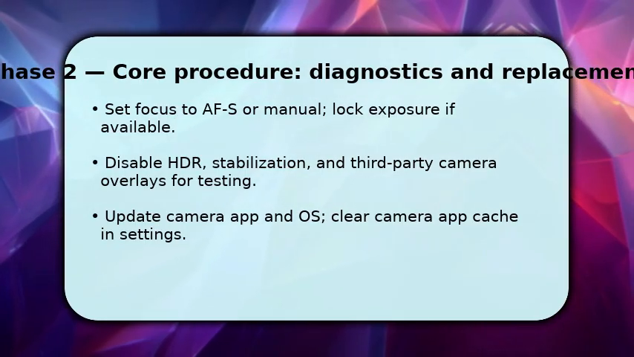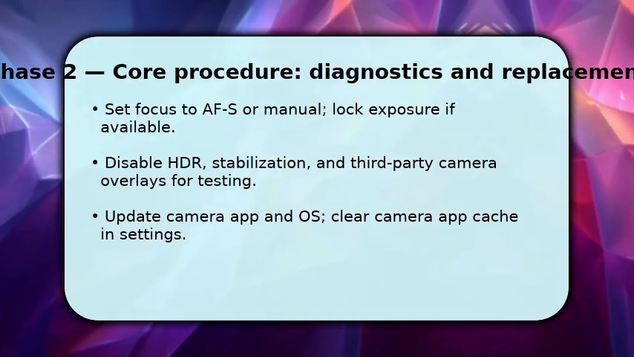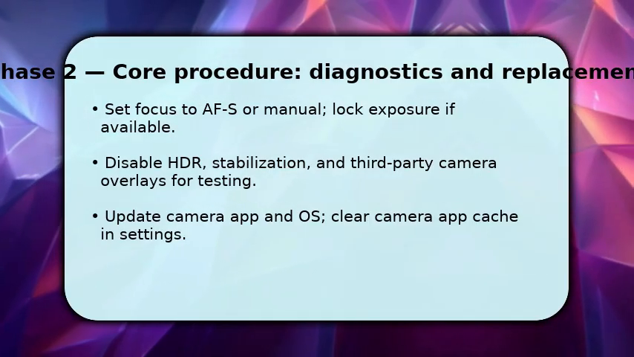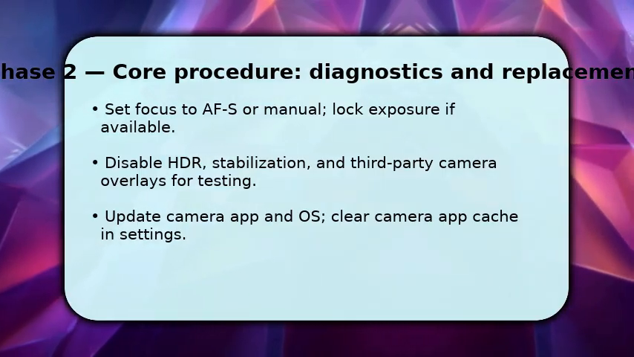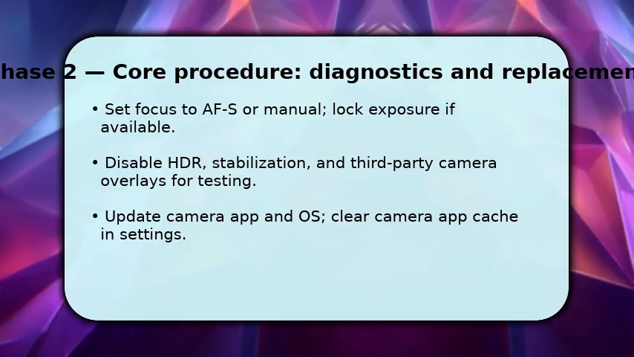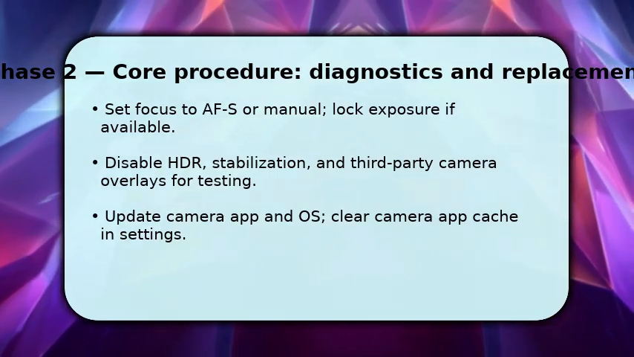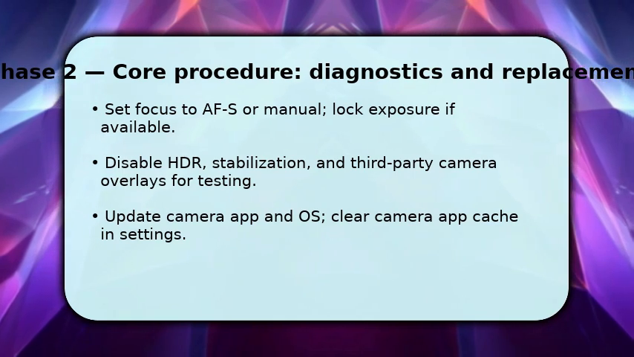Then update the camera app and the phone OS. Software patches often fix focus algorithms. If problems persist, clear the camera app cache and settings to remove corrupted temp files. After each change, test focus on both near and far subjects to gauge improvement.